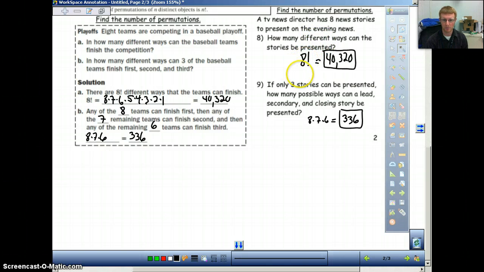8 times 7 times 6 times 5 times 4 times 3 times 2 times 1, and you get 40,320. The second one, because we only want 3 stories, it's going to be 8 stories to choose in the first one, 7 to choose for the second one, and then 6 to choose for the third one. So you're only going to have 336 different ways to present those. Okay, so let's move on to the last page.